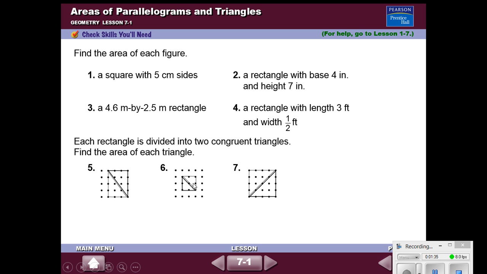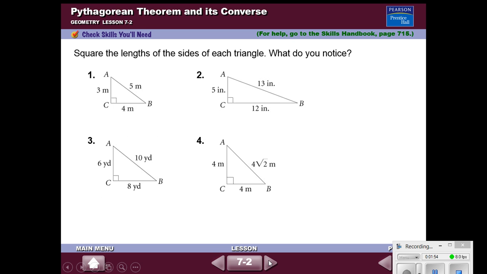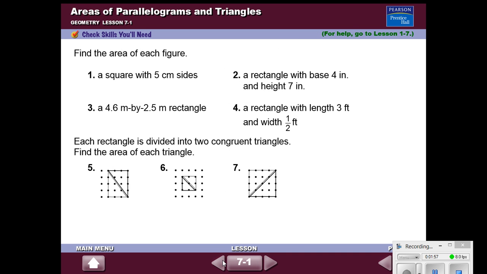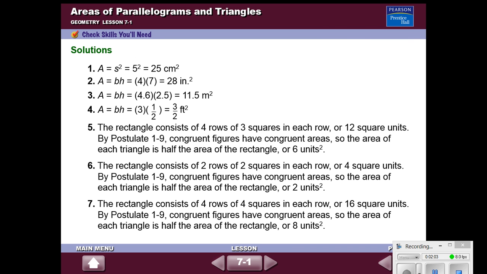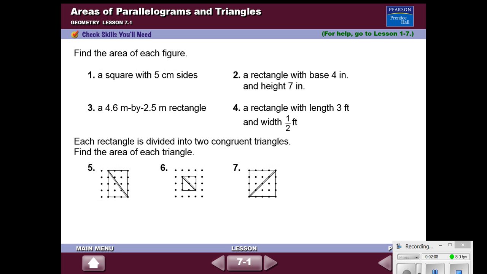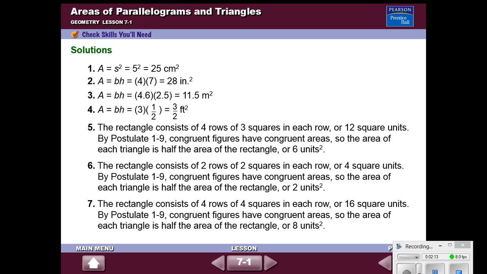This is 2 by 2, so that's half of 2 by 2, which is 2 square units. And this is 1, 2, 3, 4 by 4, which is half of 4 times 4, which is half of 16 or 8 square units. Okay, so we see these, and then we're going to see them in the answers right here. So there's your answers to the previous ones, and you can just keep this for reference when you're working on the worksheets.